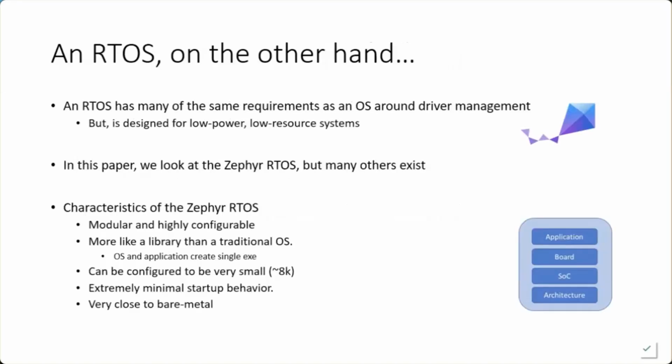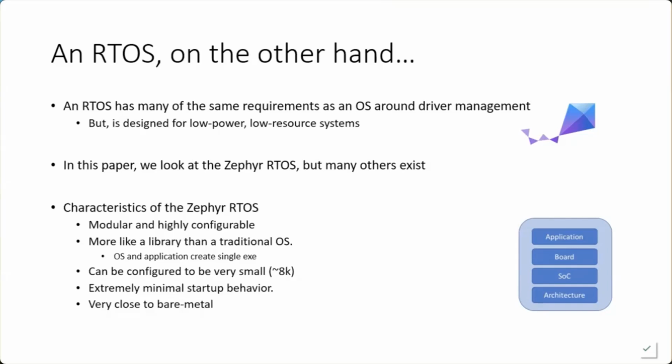The good news is that not only are there operating systems, there are real-time operating systems, or RTOSs. An RTOS has many of the same requirements around device drivers that an OS does. Manage multiple types, manage multiple instances, deal with all of the configuration challenges. But an RTOS typically is designed to work on very low power, very resource constrained systems.